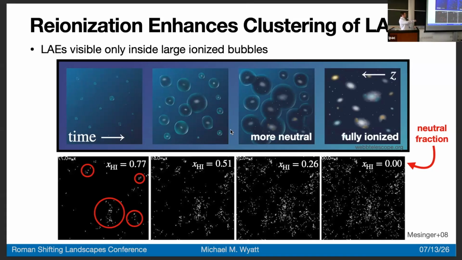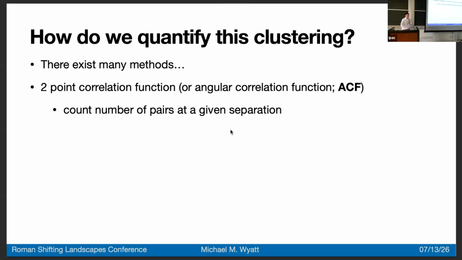So the idea is that if we can somehow quantify how clustered these Lyman alpha emitters are, then we can use that measurement in order to constrain the timing of reionization, or what the global neutral fraction is at the redshift of that observation. Okay, so how exactly do we quantify this clustering?